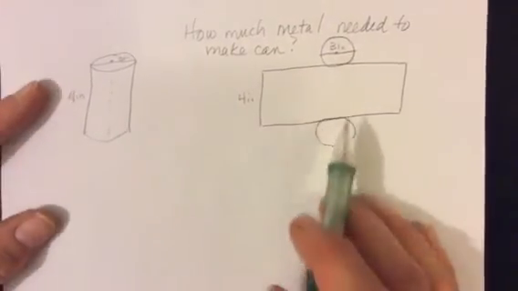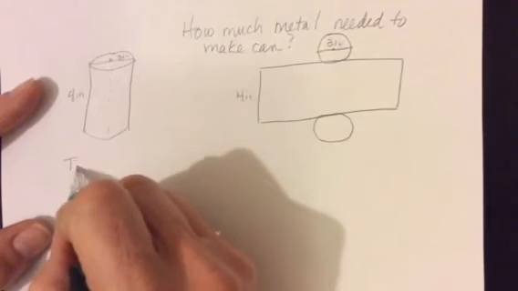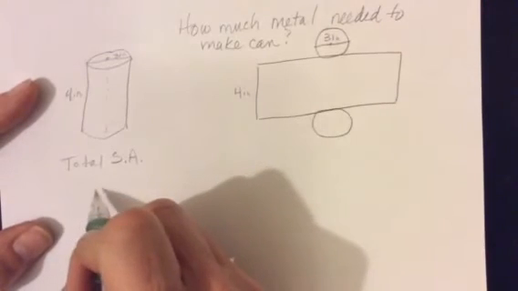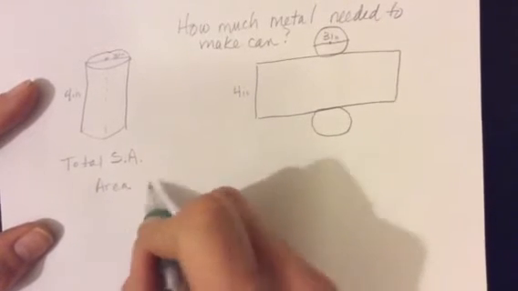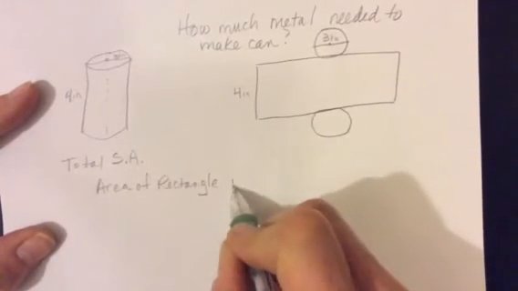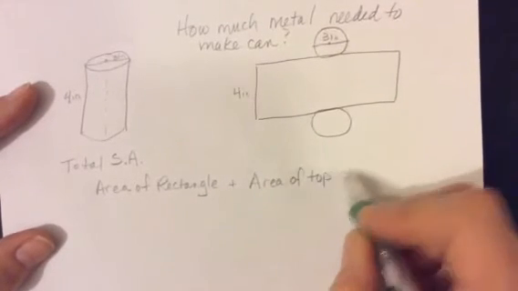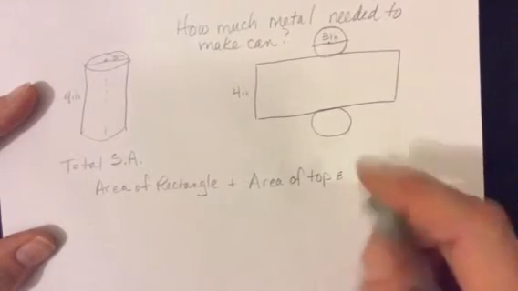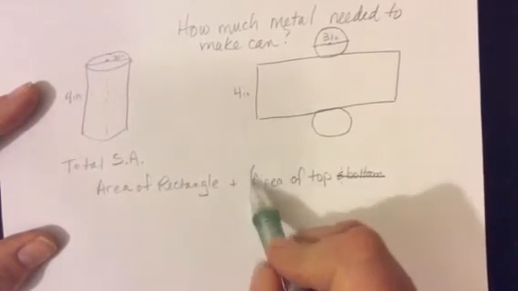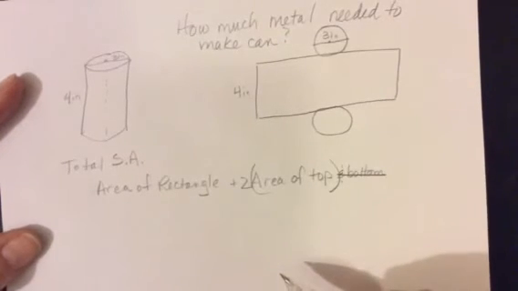Okay, now here's where I keep talking about and saying you've got to show your work. So to find the total surface area, I'm going to put SA for surface area, we have to find the area of the rectangle and add that to the area of the top and bottom. And if we're going to do the top and bottom and they're the same, what we can do is just say area of the top and multiply it times 2. And that will give us the top and bottom since they're the same.